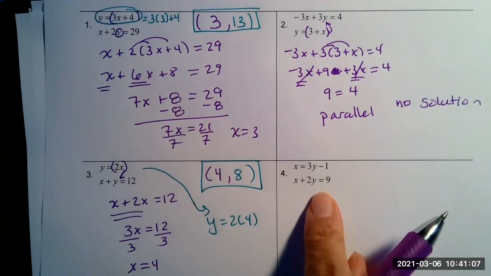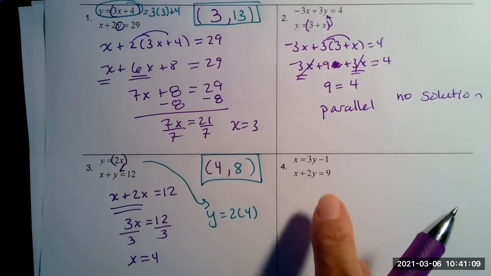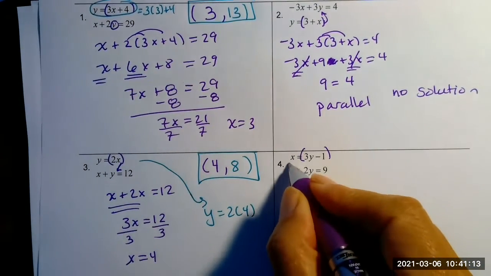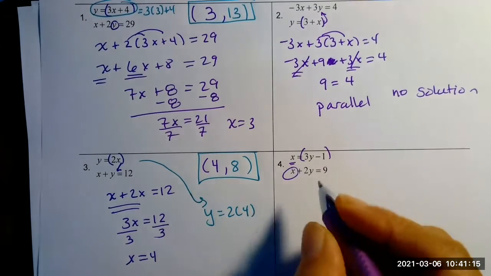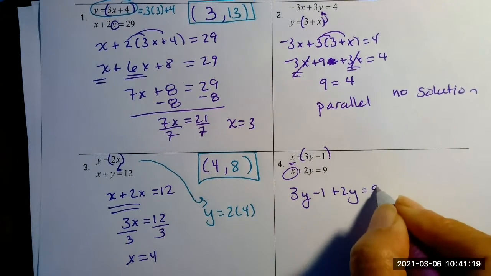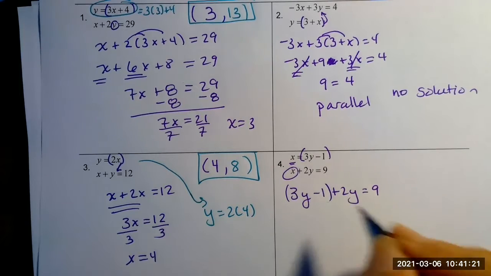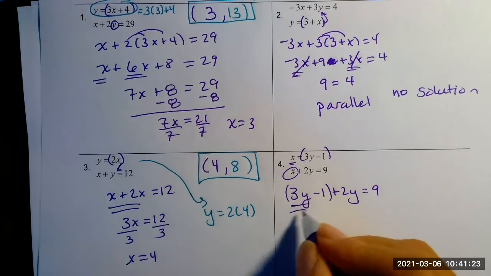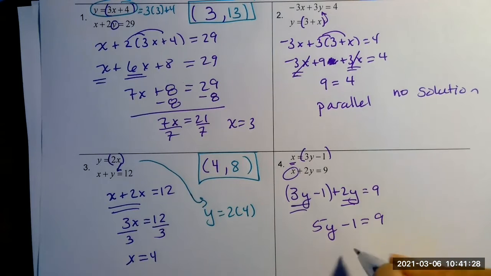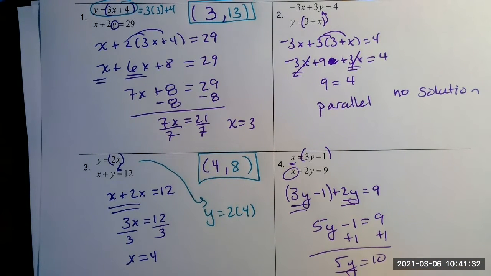Okay, let's go and try that one. Now this one's just like this, except I'm going to put it in for the x, right? Because they give me x, so it's going to go in here. So 3y minus 1 plus 2y equals 9. I could still put the parentheses. I don't need them there because there's nothing to distribute. So this is 5y minus 1 equals 9. Add 1, 5y equals 10. Divide by 5, y equals 2.